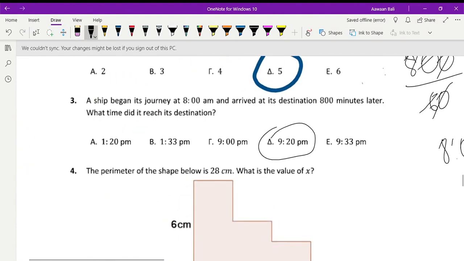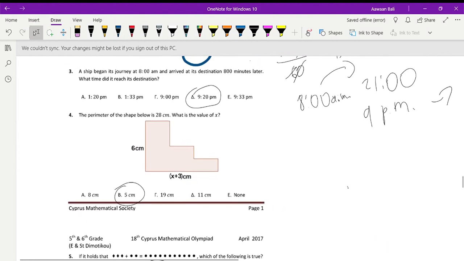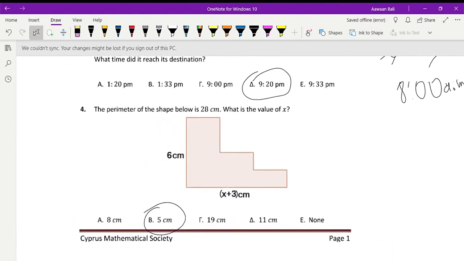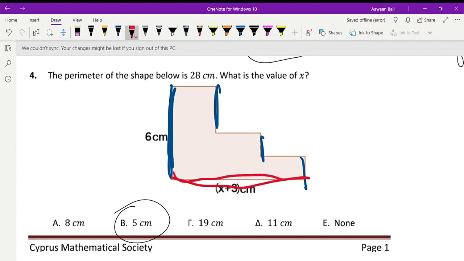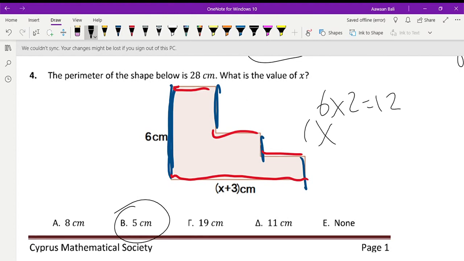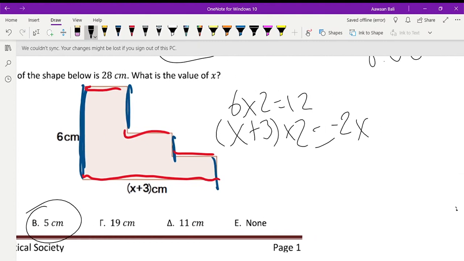And it's the delta. Now, the perimeter of the shape below is 28 centimeters. What is the value of x? Okay, so if this is 6 centimeters, you can see that this also adds up to 6 centimeters. And if this is x plus 3 centimeters, this and this also add up to x plus 3 centimeters, which means you can multiply both of them by 2. So 6 times 2 is 12, and x plus 3 times 2 is equal to 2x plus 6.